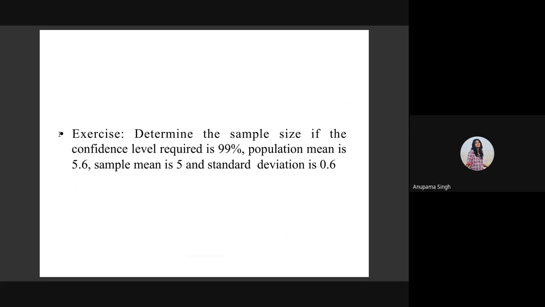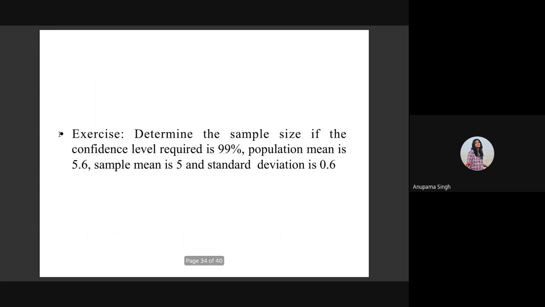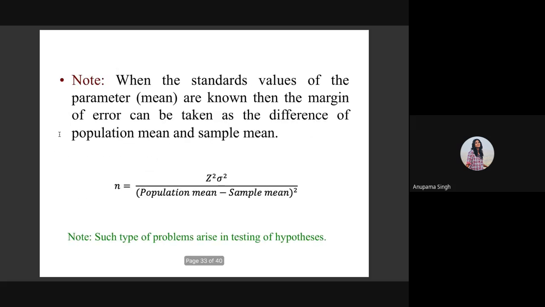See, I have taken this example for you to do: determine the sample size if the confidence level is 99%. What you will do is take the Z score at 99%, that is 2.576, right? Then your population mean is already given, that is 5.6, and sample mean says 5, and the standard deviation that you are allowed is 0.6. So you can simply calculate with the same formula, but your denominator will be changed.